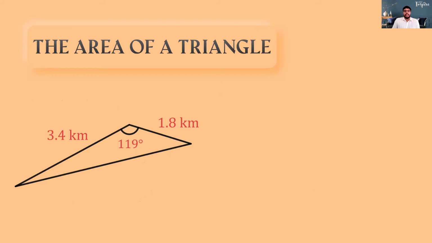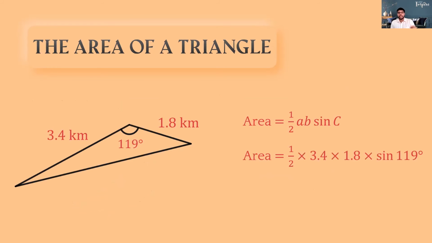So children, can you see here's a triangle, and in this triangle we know two lengths and the angle in between. This is a massive triangle, right? The lengths are in kilometers, so 3.4 kilometers and 1.8 kilometers, and you have a 119 degree angle in the middle. Let's use the area formula. So area is half ab sine C. So children, half, a is 3.4, b is 1.8, times sine of 119.